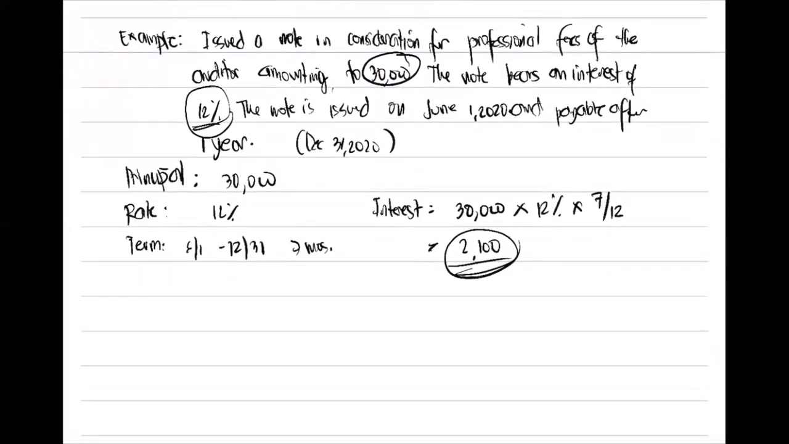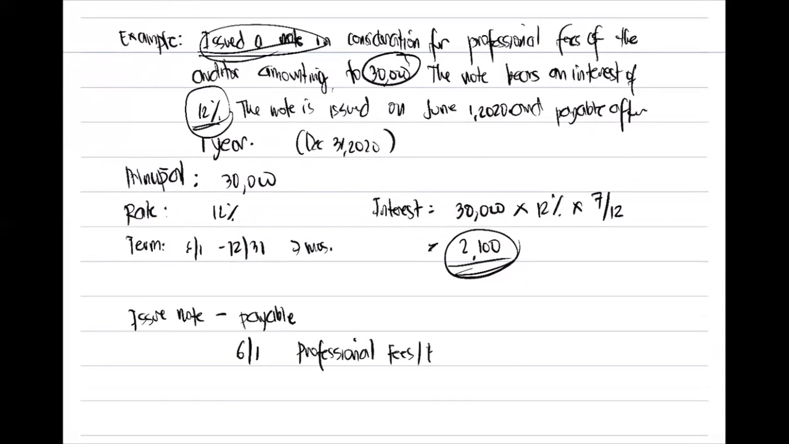2,100. So take note here, we issued a note. Pagka nag-issue ka ng note, meron ka namang payable. So let's make the journal entries. So journal entry on June 1, our entry is debit to professional fees or expense amounting to 30,000. And then we credit notes payable amounting to 30,000.